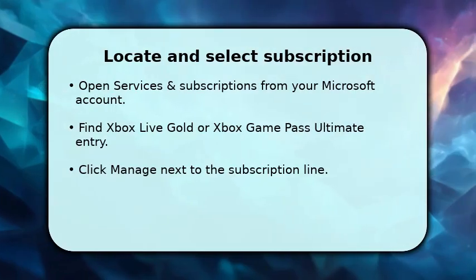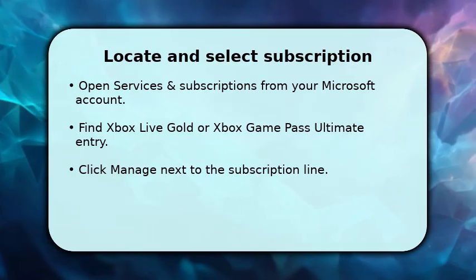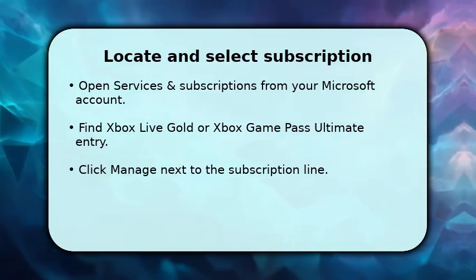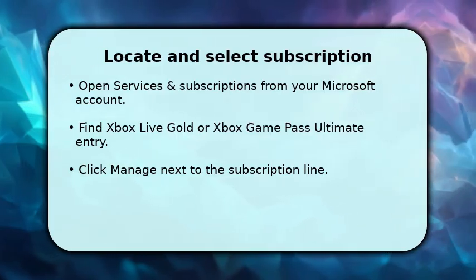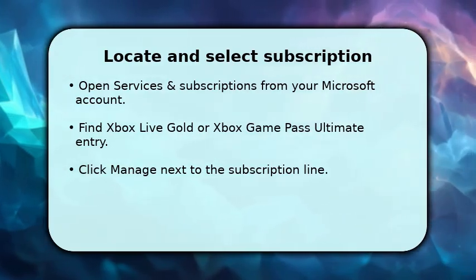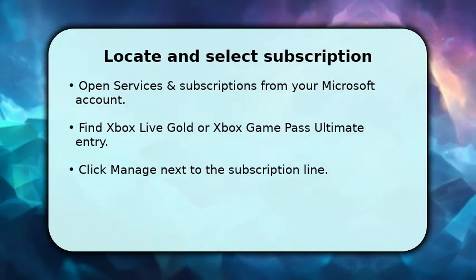Now that you're in Services and Subscriptions, scan the list for Xbox Live Gold or the Game Pass Ultimate Bundle, because sometimes Gold is included there. Once found, click Manage. This is where cancellation options live. You'll see choices like turn off recurring billing or cancel. Choose the one that stops future charges.